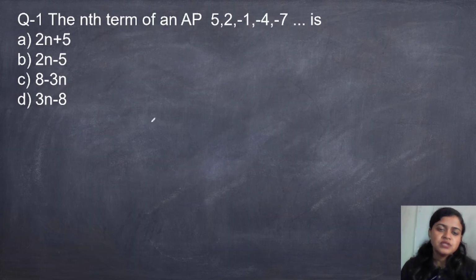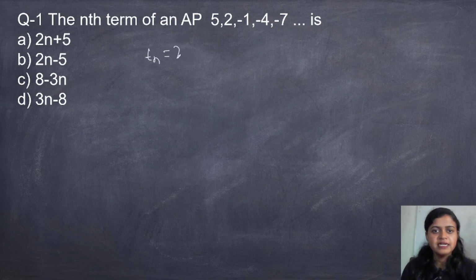Next, now we'll discuss some MCQ questions. There are 5 questions, we'll discuss them one by one. The first question is: the nth term of an AP 5, 2, minus 1, minus 4, minus 7 is, with four options A, B, C, D given. We have to choose. In this case, we have to find the nth term of the AP, Tn.